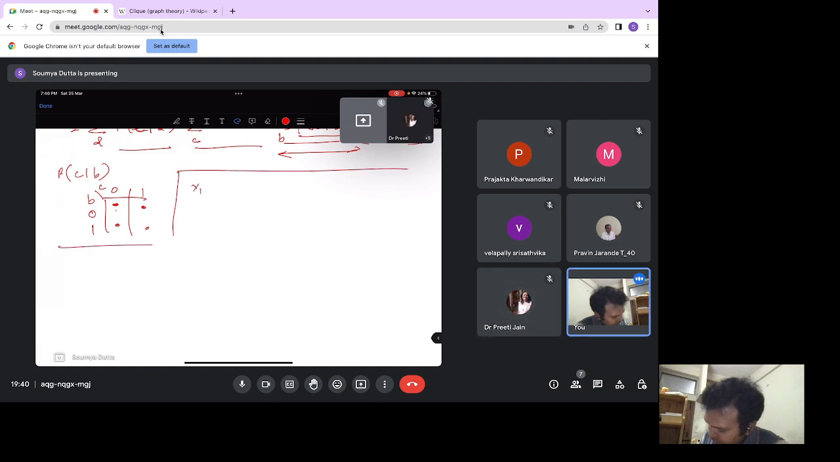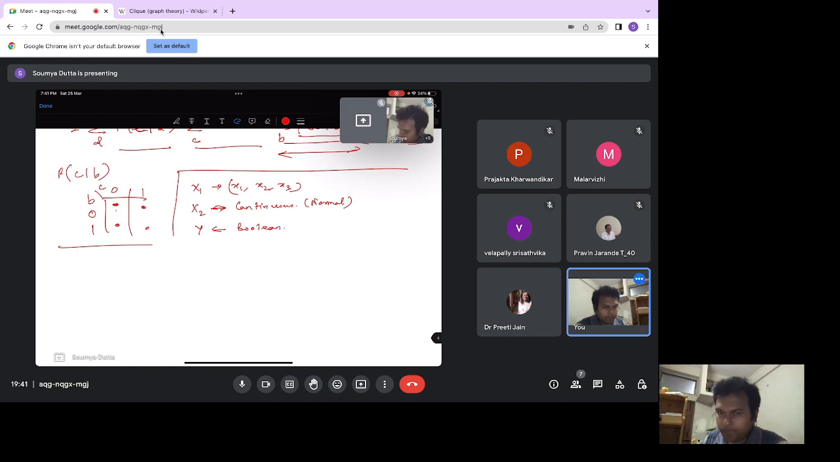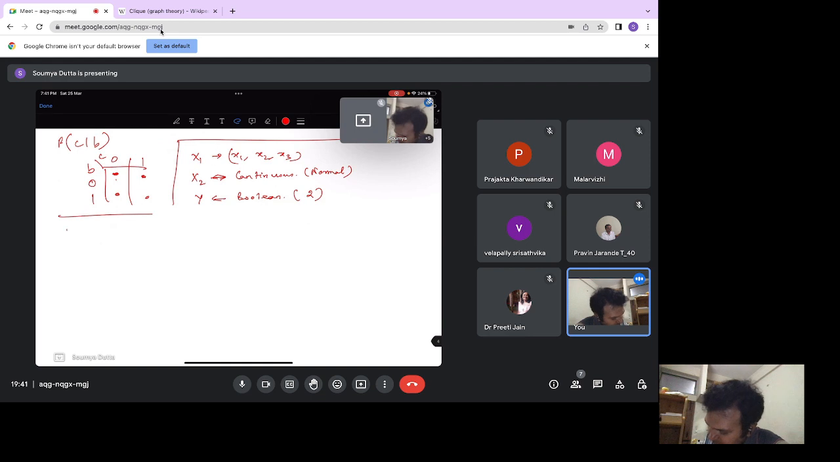So let's say x1 has 3 values, right? X1 is categorical, so x1 takes 3 values, and x2 is said to be continuous, so this is normal distribution, right? This is what is given in the question, and y is boolean, correct? Yes. So y takes 2 values, that is for sure. Let's say y takes 0 and y equal to 1.